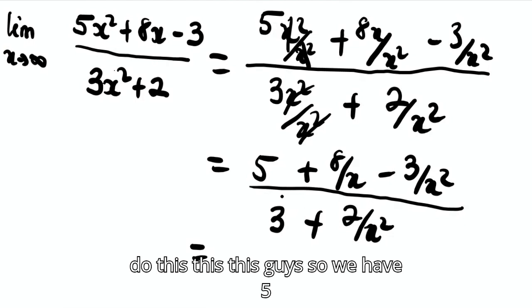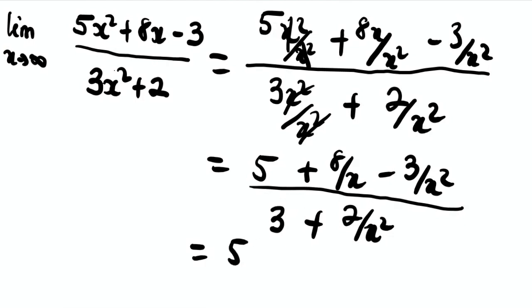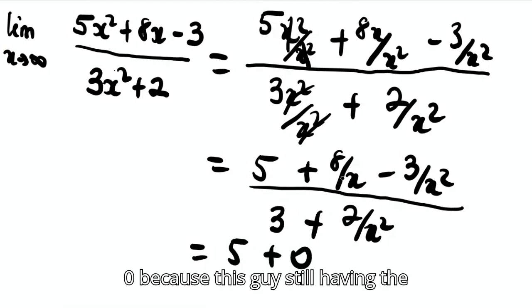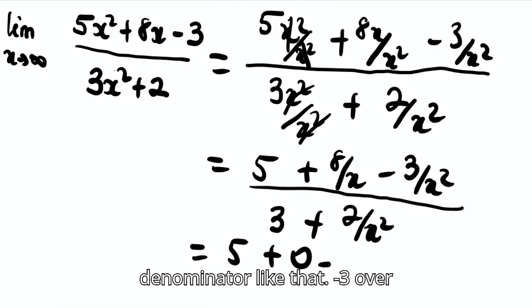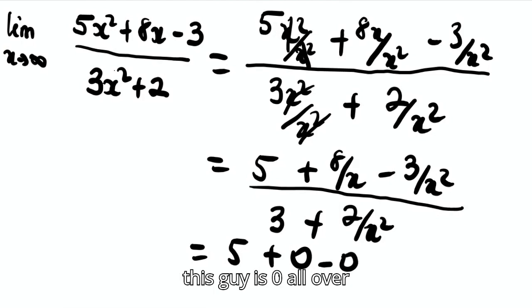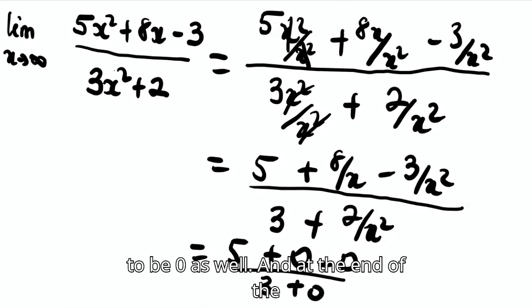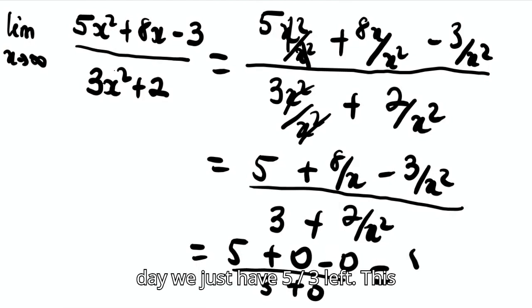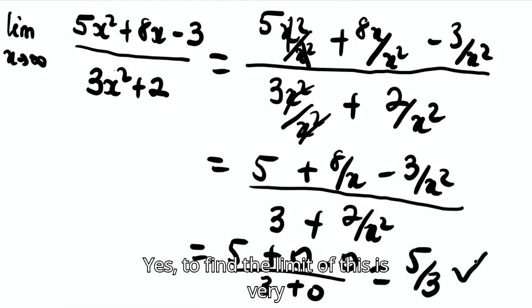When you do this, we have 5 plus 0, because this guy is still having the denominator like that, minus 3 over x squared, which is still 0, all over 3 plus 2 over x squared, which is going to be 0 as well. Then at the end of the day, we just have 5 over 3 left. This is the answer for this particular thing.